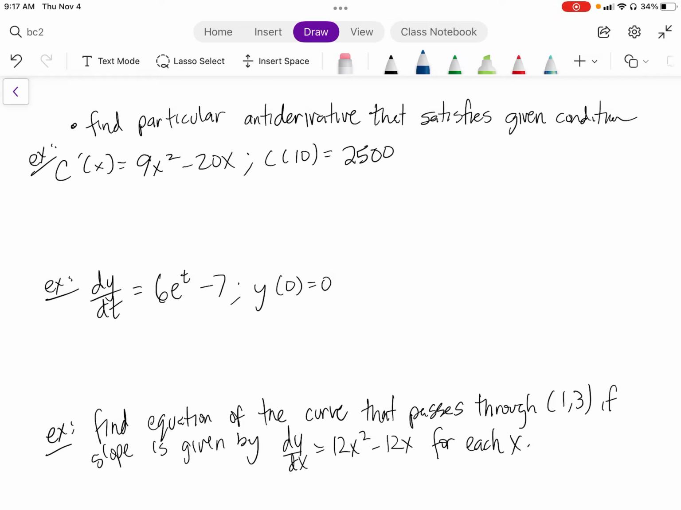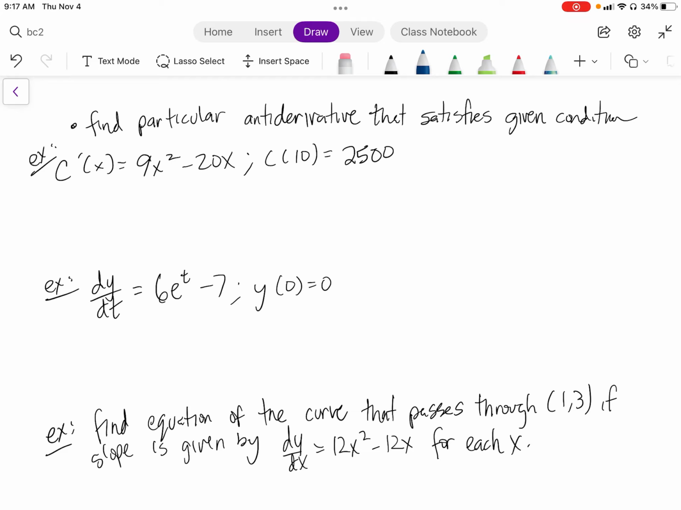All right, let's check out a few examples here with antiderivatives or integrals, but they give you conditions. So what does that mean? Well, let's take a look. If we were given this derivative here, if I know the derivative and I want the antiderivative, then I am asking for the integral.